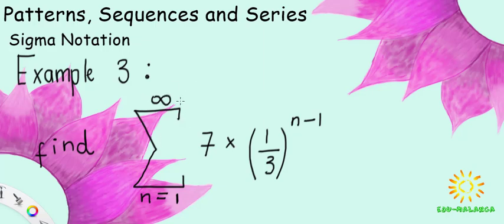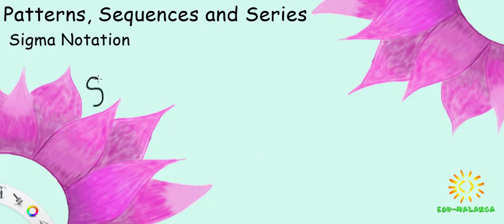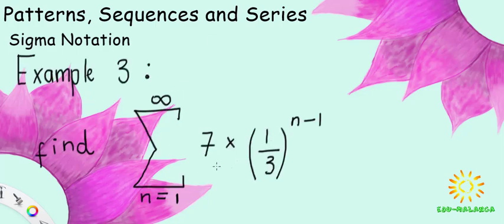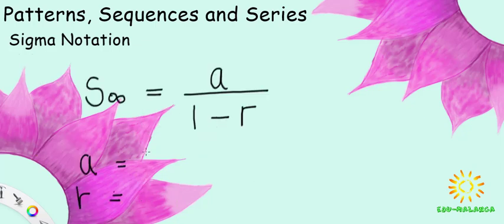Let's remind ourselves of the formula for summing a converging geometric series to infinity. It looks like this. We have that the sum to infinity is equal to a divided by 1 minus r. That's pretty easy and simple, right? So all we need to do is find out what a is and what r is, and we can read it off again. From the question, our a will be 7 and our r is 1 over 3. So we get a is 7, r is 1 over 3, and let's substitute it into this equation.